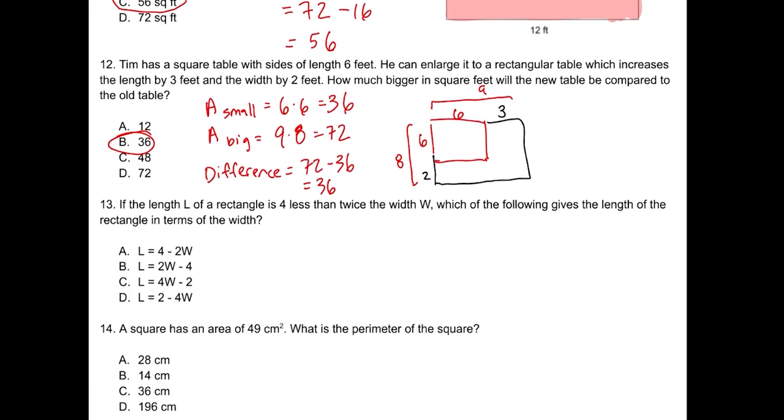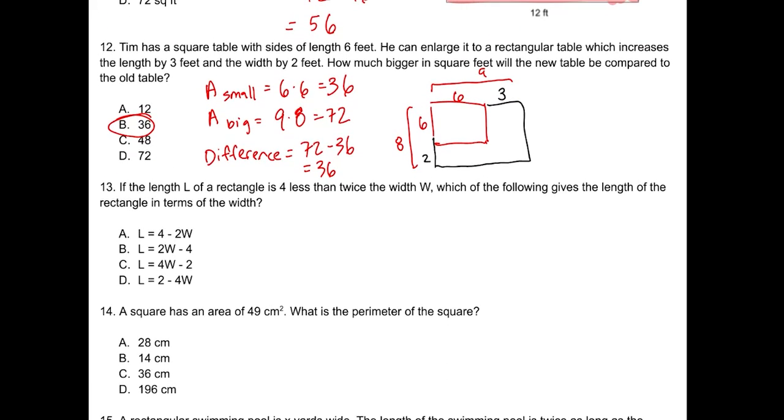Number 13 says if the length of a rectangle is, so the length is means equals, 4 less than means we're going to have a minus 4. The 4 less than is always kind of the tricky thing because it's going to be written backwards in the actual equation. Twice the width W, which is 2W. It's just asking you to write that equation so you don't have to actually do anything with it. Our answer is going to be B.